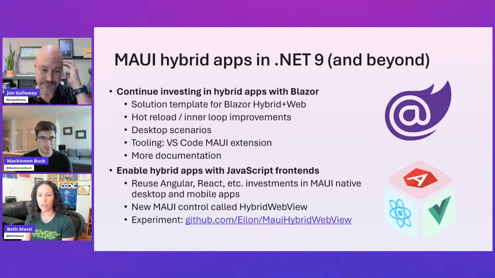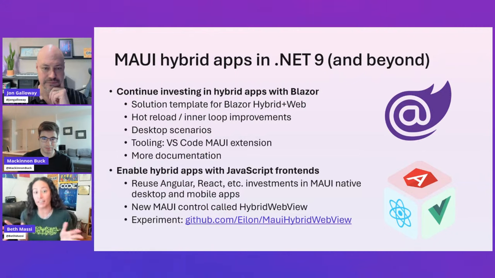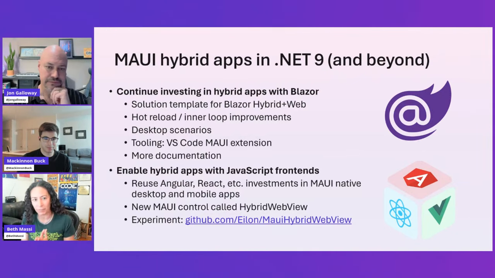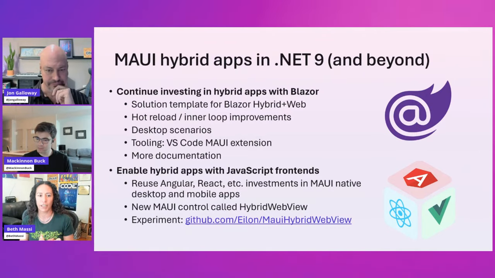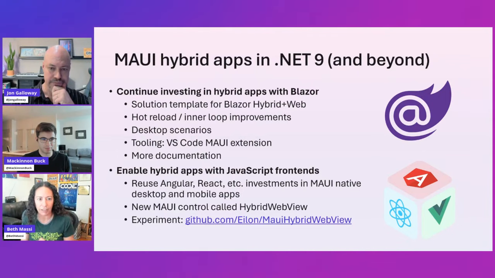Okay, so what are we looking at for .NET 9? In MAUI itself, MAUI hybrid apps, I'm going to say MAUI hybrid apps because we're also looking at another scenario that doesn't involve Blazor. Obviously, Blazor's been in the box with MAUI since .NET 6. So we'll continue investing in hybrid apps with Blazor. And today I want to walk you through the solution template idea that we've got for .NET 9. Blazor hybrid apps also benefit from everything that Blazor does, all the tooling Blazor gets, as well as all the tooling MAUI gets. So we're really working on hot reload and a lot of inner loop improvements in Visual Studio.